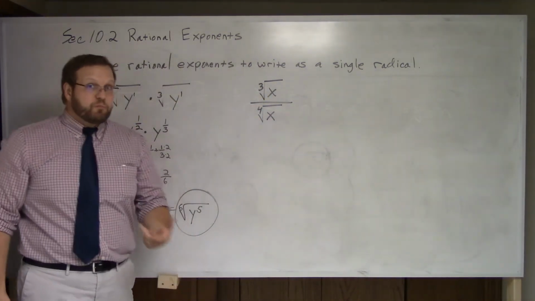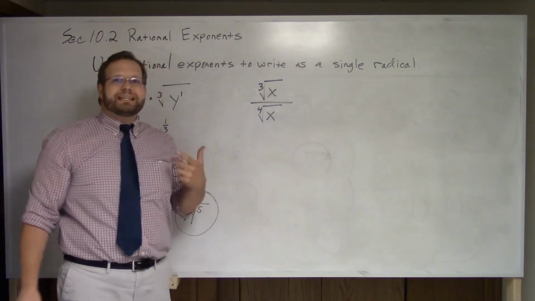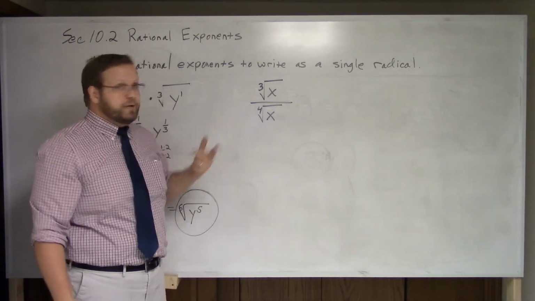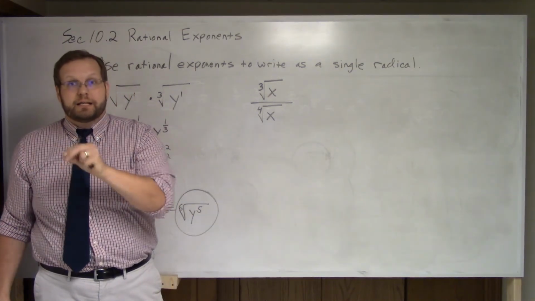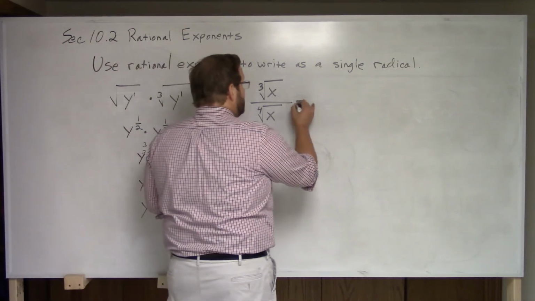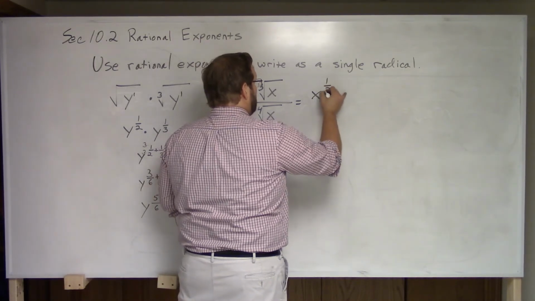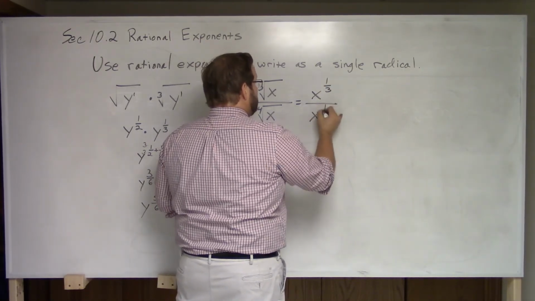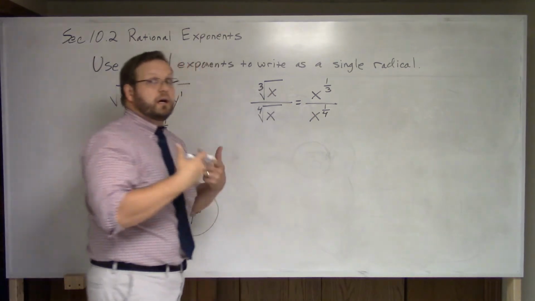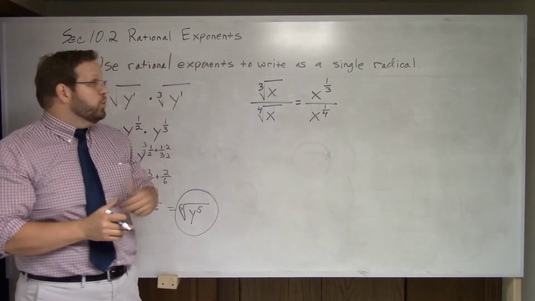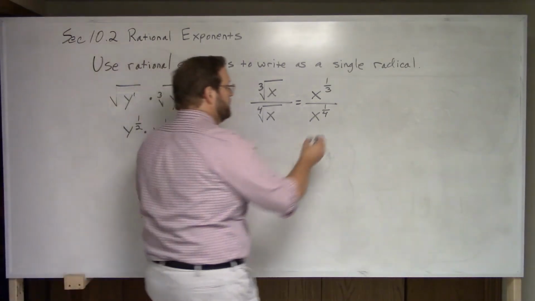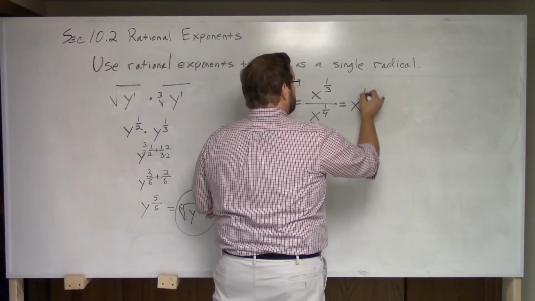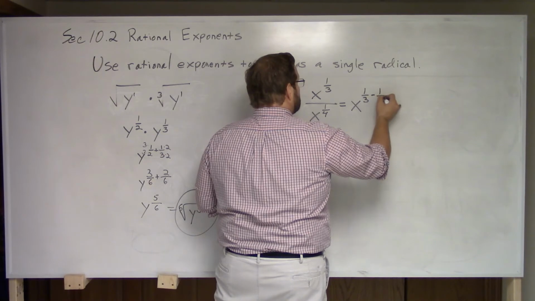So again, they have the same radicand, which is nice, but they have different indices, okay, the 3 and the 4. We can't work with that. So let's think of them instead as exponents. Because then, the fact that those bases now match allows us to do something. Whenever we divide like bases, we subtract the exponents. So we have x to the 1/3 minus 1/4.